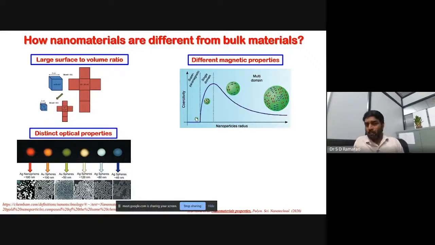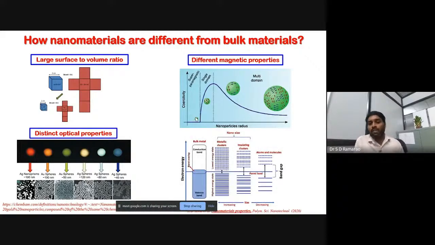That means the magnetic properties can also be influenced by decreasing the particle size. A few materials which are not magnetic in bulk will show very strong magnetic ordering when they go to nanoform. That's why you can improve even magnetic properties. And another interesting one is the electrical properties.